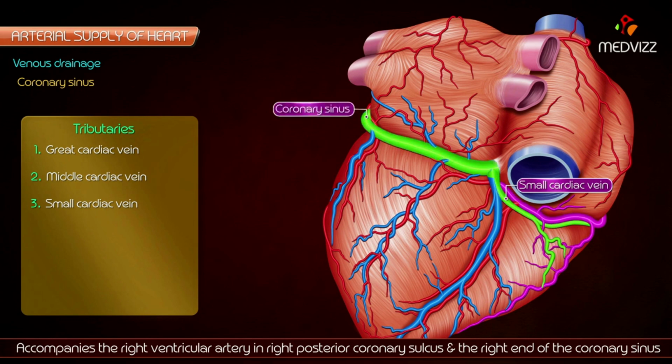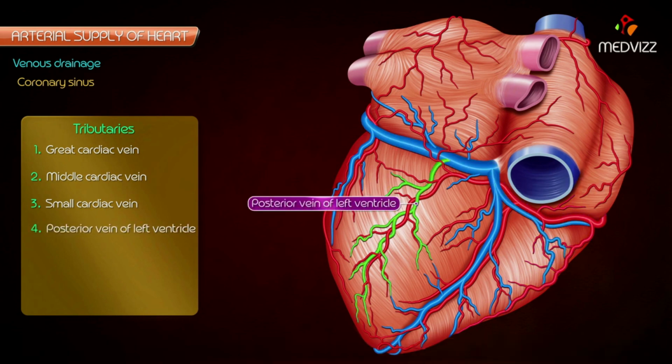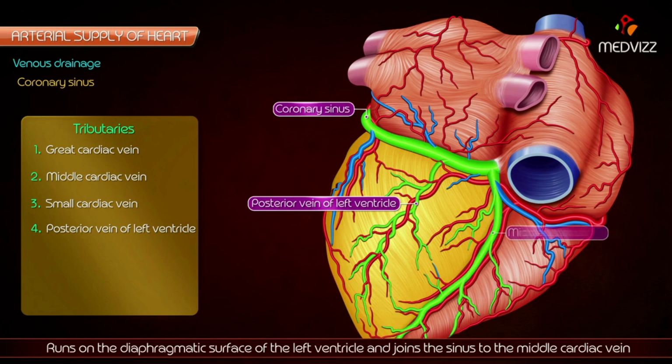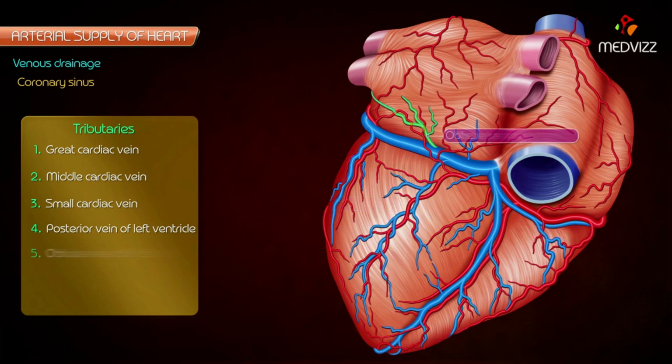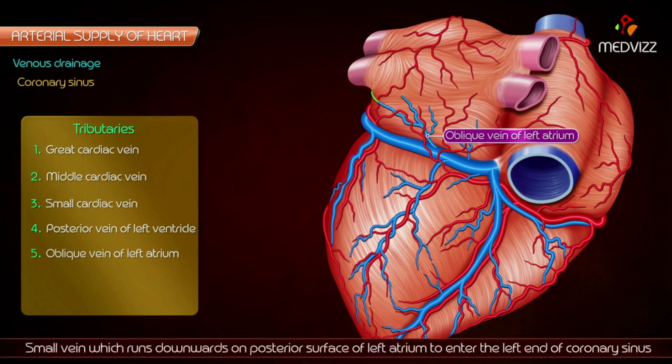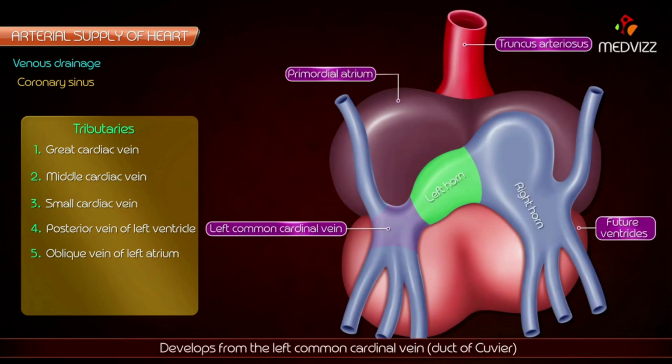the coronary sinus. Posterior vein of the left ventricle. It runs on the diaphragmatic surface of the left ventricle and joins the sinus near the middle cardiac vein. Oblique vein of the left atrium, also known as the vein of Marshall. It is a small vein which runs downwards on the posterior surface of the left atrium to enter the left end of the coronary sinus. It develops from the left common cardinal vein, which is also known as the duct of Cuvier.